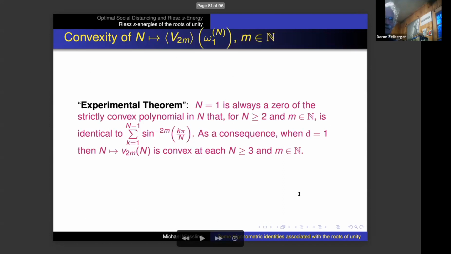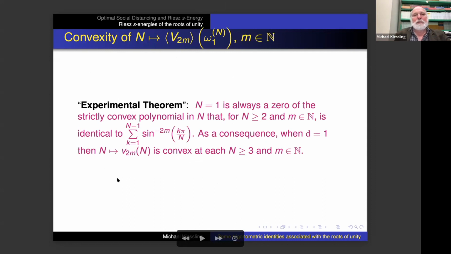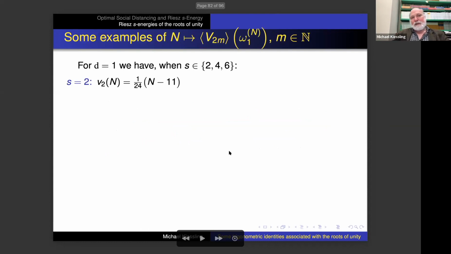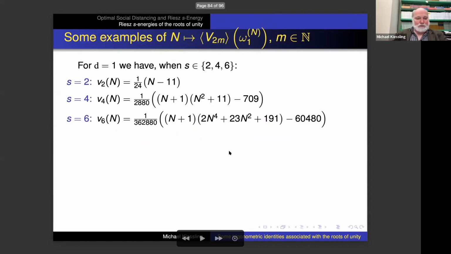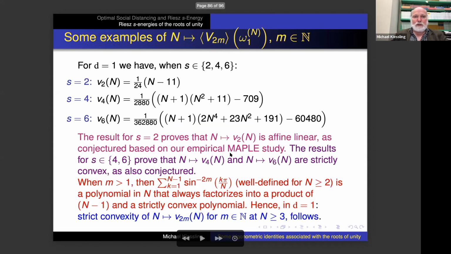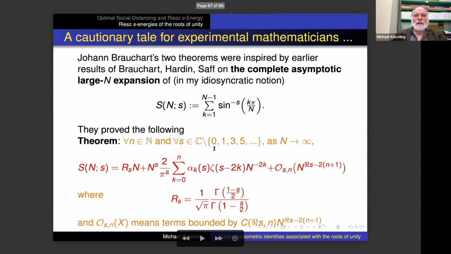Anyway, here's my experimental theorem based on what I just told you. You can always factor out n-1, and therefore this Riesz pair energy when s is 2m will be convex at each n bigger or equal than 3. And here are just a few examples relatively quickly. We are nearing the end of the talk. This is just confirming what I had said earlier. But here is now the interesting thing.